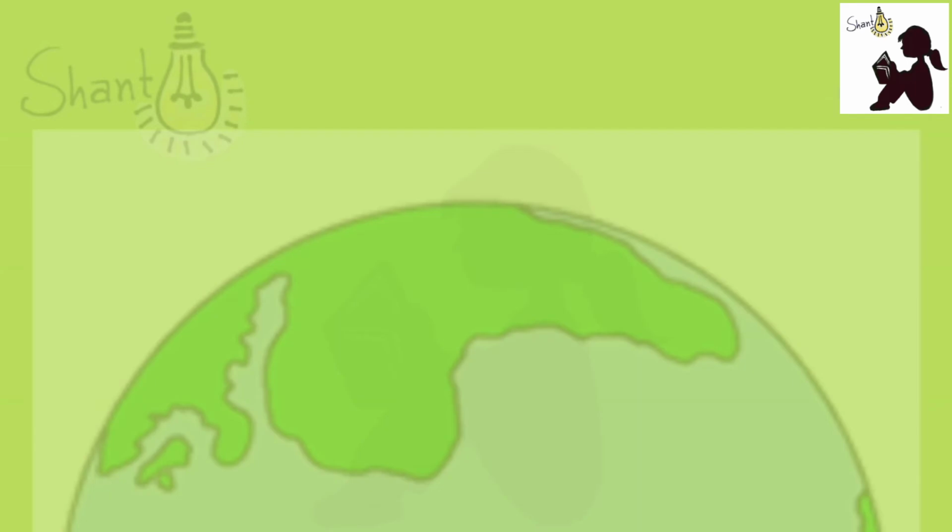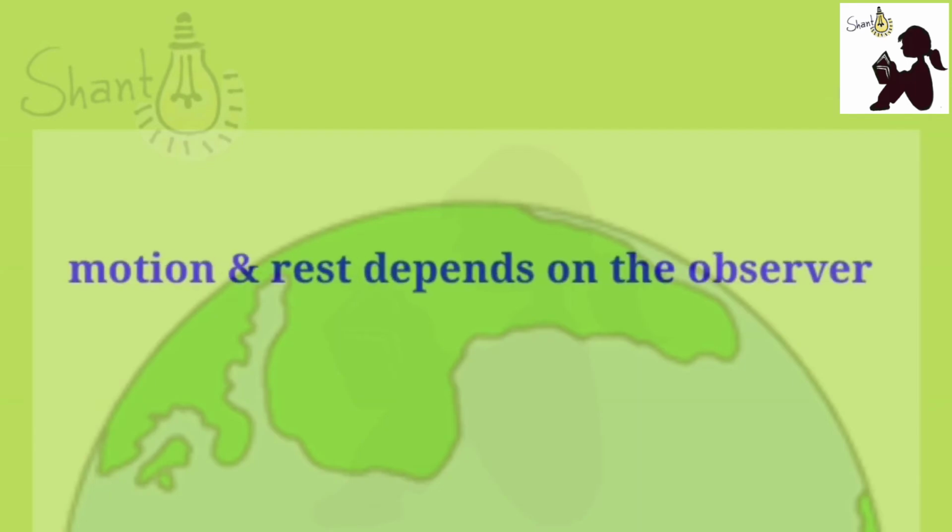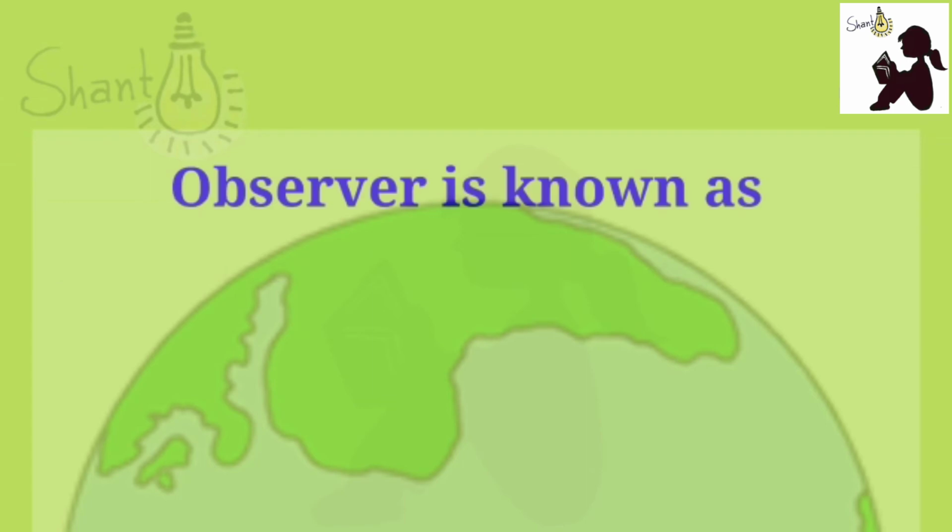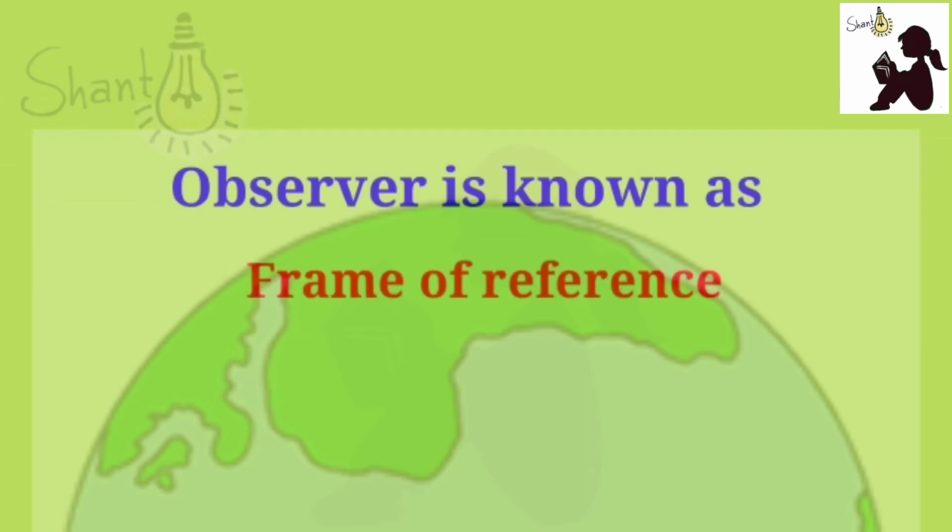So from this discussion, we now have an idea that motion and rest always depend on the person or the object who is observing it. This observer is called a frame of reference in the language of physics.